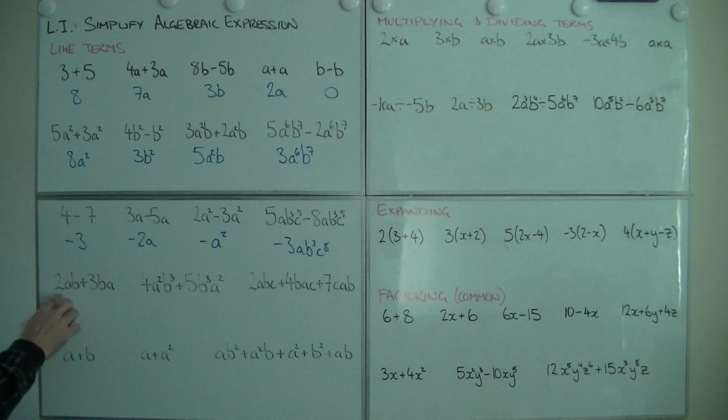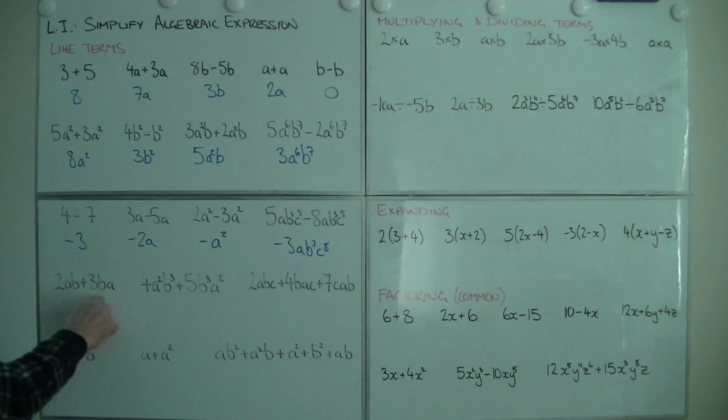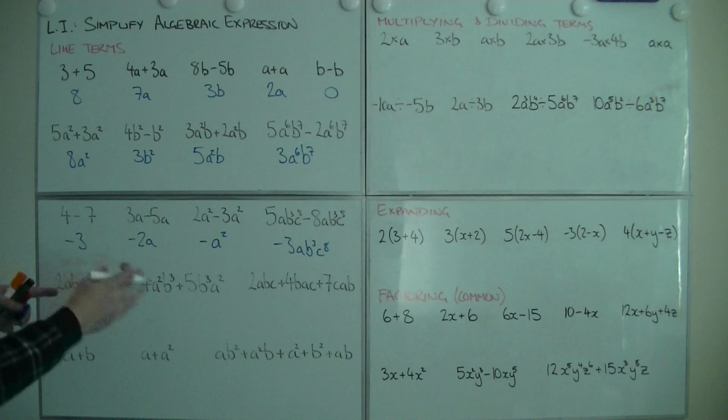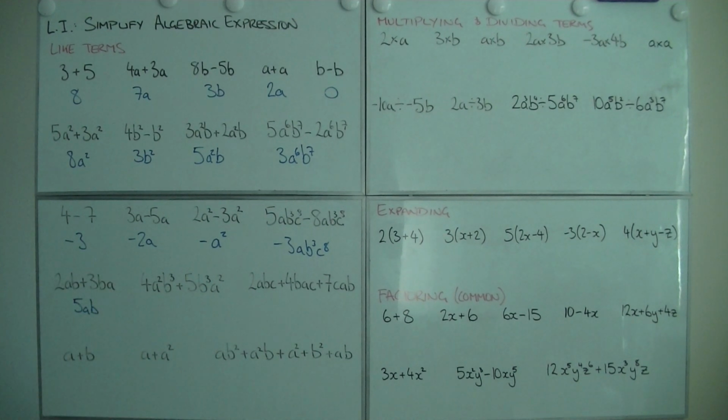It's just saying, I've got 2 times A times B plus 3 times B times A, so I could shuffle that order in my head and say, well, that's the same as 3AB. So I've got 2 ABs and 3 ABs, so that's just the same as 5 ABs. So if the order shuffles, still the same idea.